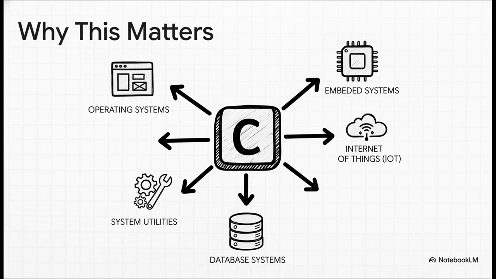And why does that matter? Well, this level of control is exactly why C is the bedrock for so much of the critical technology we use every single day. We're talking about the operating system on your computer, the tiny chip in your smart home device. For these things, performance and direct hardware access are absolutely non-negotiable.